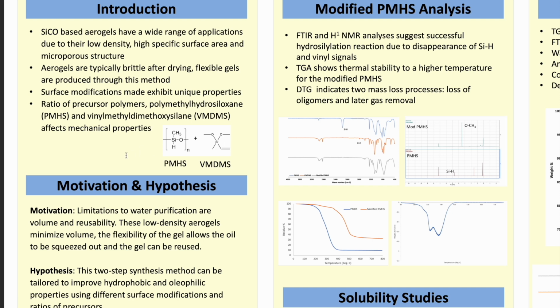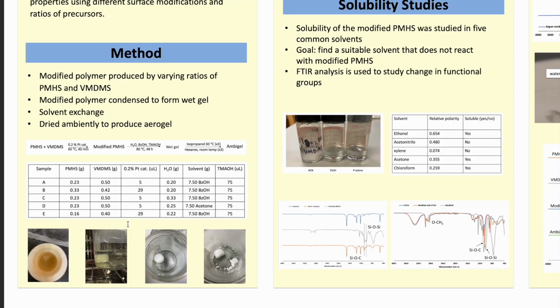The motivation for this project is the limitations of the volume and reusability of the traditional oil-water separation methods. The low density and flexibility of these gels reduce the issues that are seen. This two-step synthesis method can be tailored to improve hydrophobic and oleophilic properties using surface modifications and ratios of the precursors. The gels are prepared by first modifying the PMHS with VMDMS through a hydrosilylation reaction.